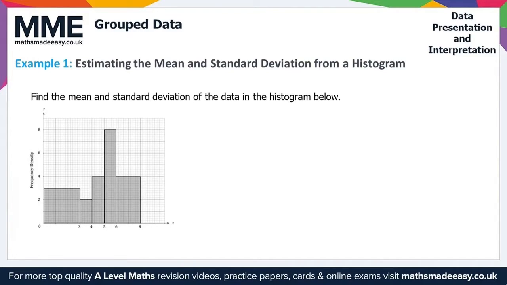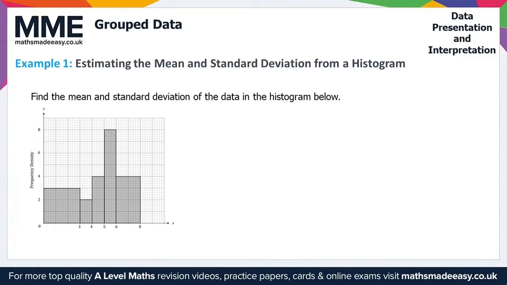Example 1 on grouped data is taking a look at estimating the mean and standard deviation from a histogram. Here we're simply asked to find the mean and standard deviation of the data in the histogram below. The first thing we need to do is create a table of the data from the histogram.